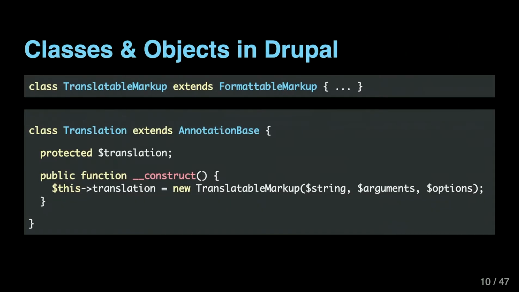And then we can look at an example of a class in Drupal core. The one that I picked was the translatable markup class, which extends formatable markup. We'll talk a little bit more about extends later. And you can see in this they have a constructor and a property called translation, and basically they set that property when this class is created. It's kind of confusing.